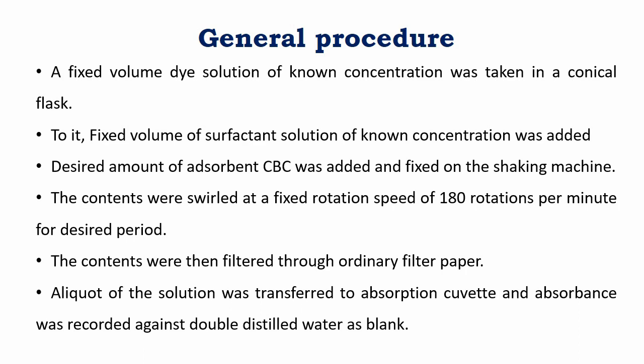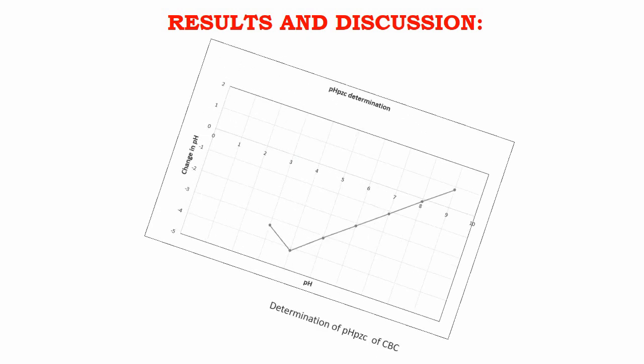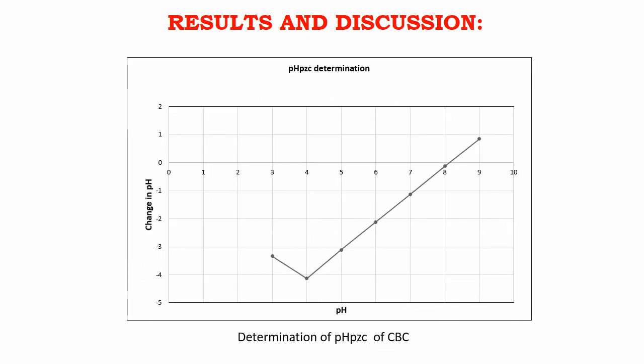Now, the point of zero charge of CBC was determined by taking 0.1 molar NaCl solution set at different pH. A fixed amount of adsorbent was added, stirred for 24 hours and the final pH was noted. By plotting change in pH against pH, the point of zero charge was determined and it was found to be 8.1. Below this pH, it is positively charged and above this pH, adsorbent is negatively charged.